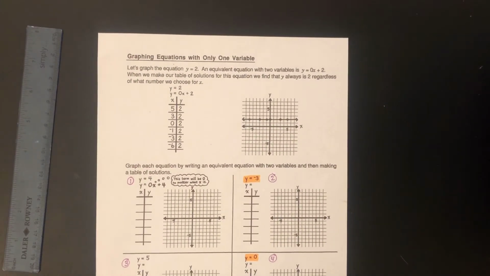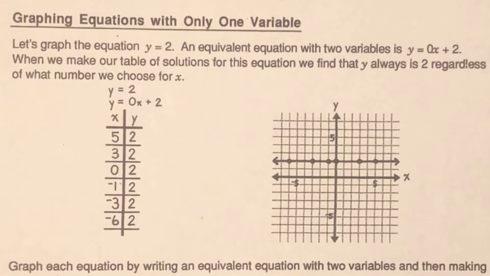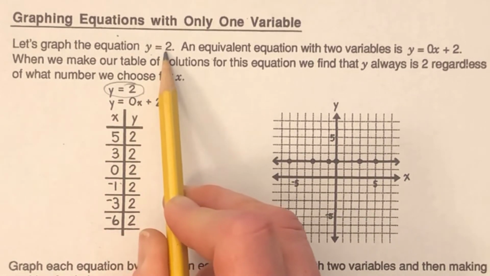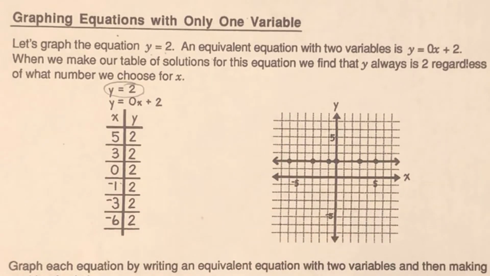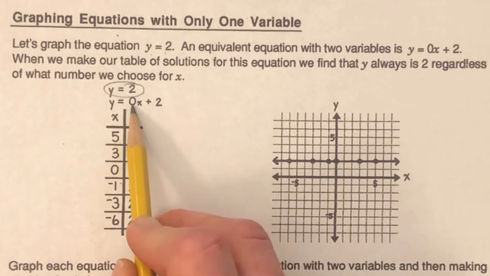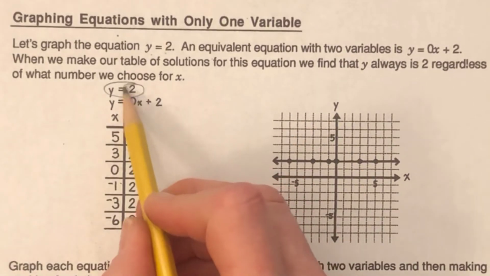Page 20 is a little interesting. We are graphing equations that only have one variable. So for example, this one only has a y variable. The equation is y equals 2. What they're wanting us to do is to create another equation that will be equal to it, but also have an x in it. And the only way you can do that is multiply the x times 0. That's the only way that your y will always be 2, because you only want to add 2.